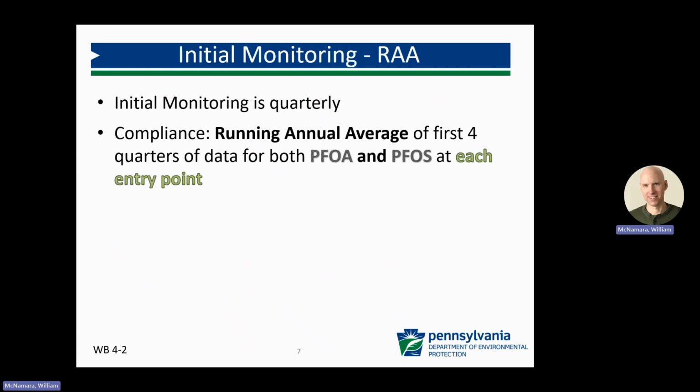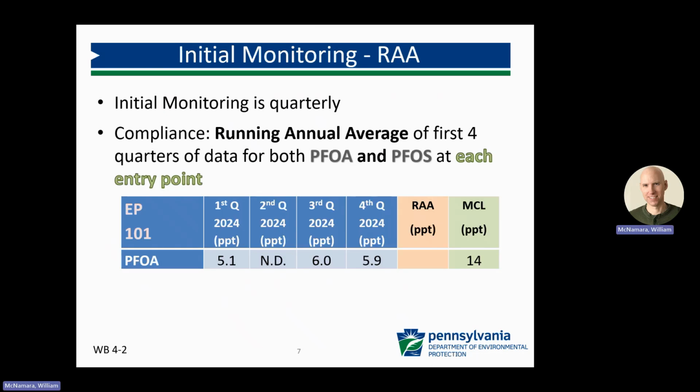So the reason we're talking about this is initial monitoring is quarterly. So compliance for initial monitoring is the running annual average of the first 4 quarters of data for both PFOA and PFOS at each entry point. So let's look at a system's PFOA results first as an example. Here's their first 4 quarters of data at entry point 101.